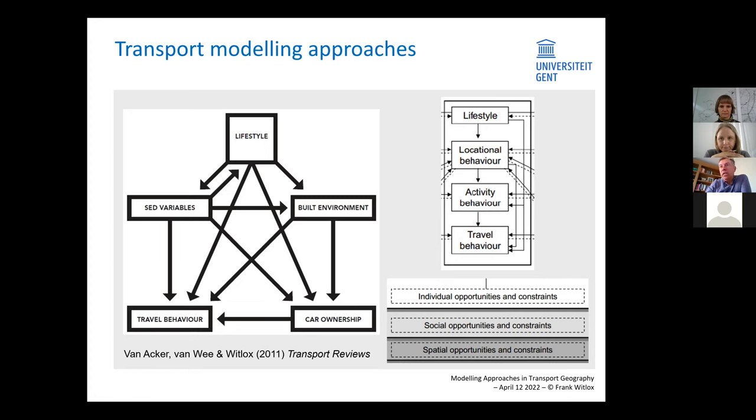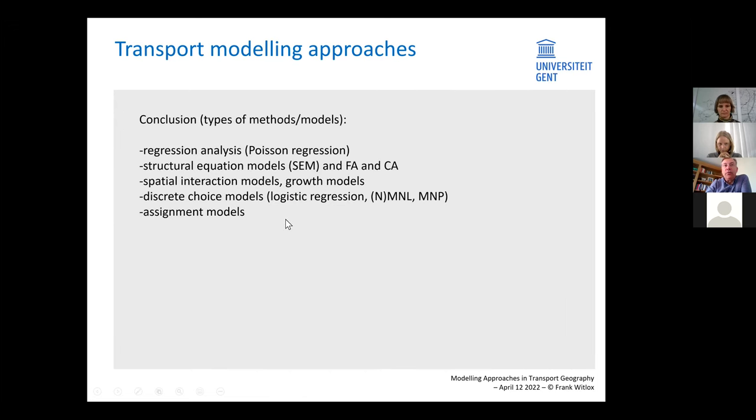It's a kind of combination of different types of models, a measurement model and an explanation model added together. That type of model is able to directly measure the impact of the variables, but also the indirect impact of variables through other variables.